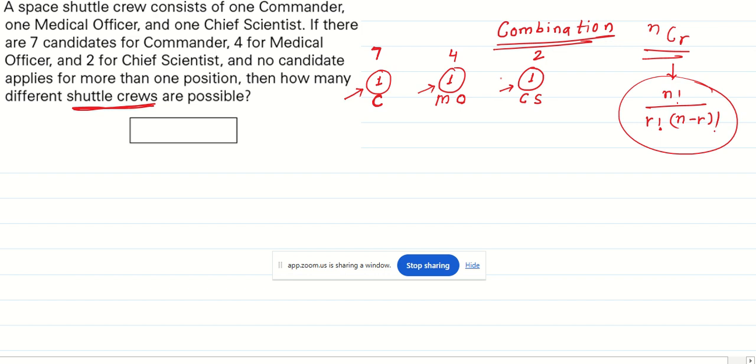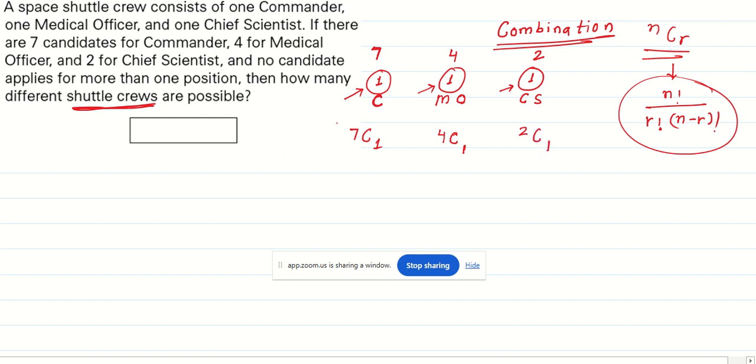So I will choose any one. There are 7 different commanders, and out of that I'll choose any one commander. So how do we write it? 7C1. I am choosing any one among 7. Then I am choosing any one medical officer out of 4, and one chief scientist out of 2.